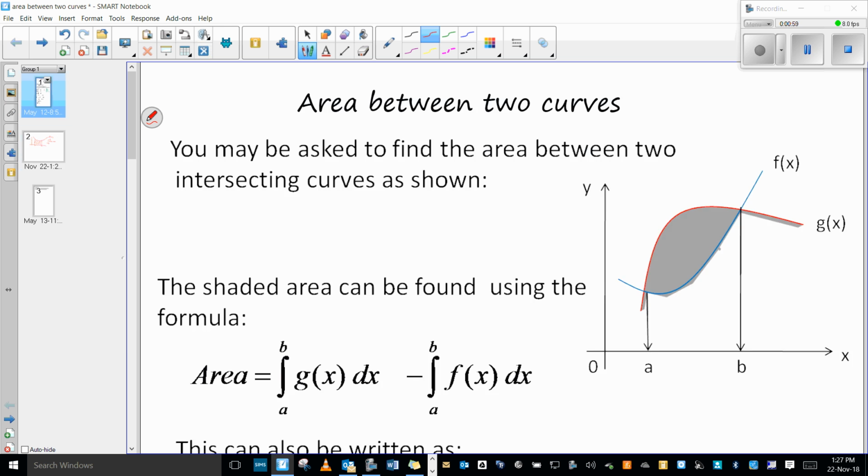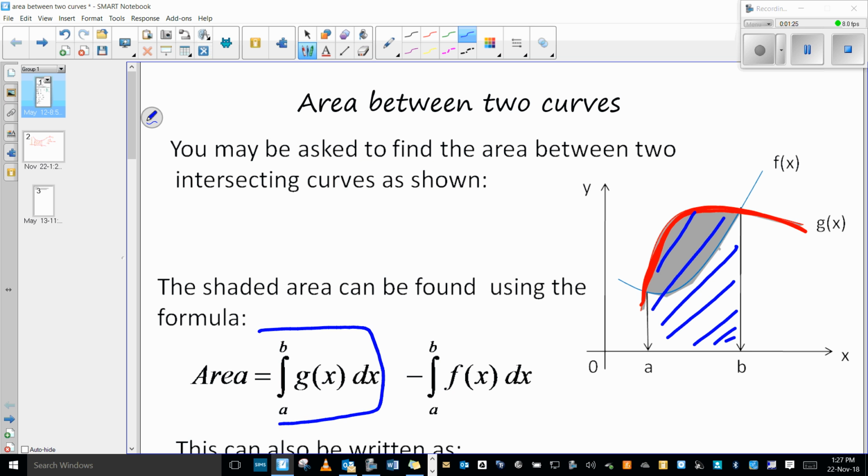This situation is that we've actually got two functions. And what we need to do is try and find the area in between them. Okay? So what we have to recognize is that if this red one was g(x), if we were to find the area below that, we would integrate that between b and a. Okay? Easy peasy. But if we just want the shaded bits, we need something more.